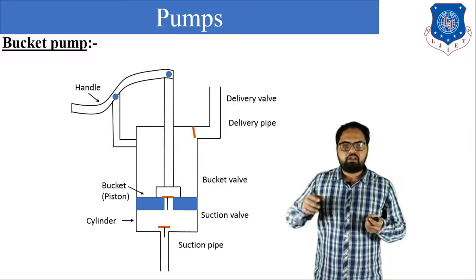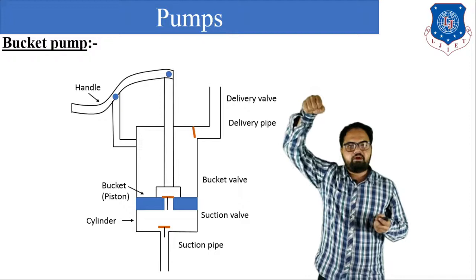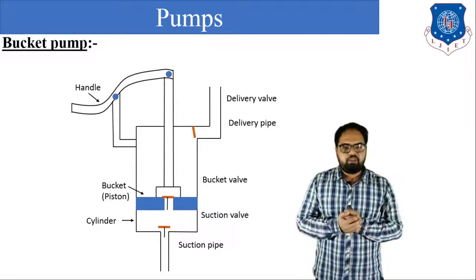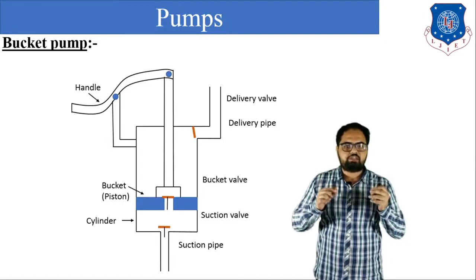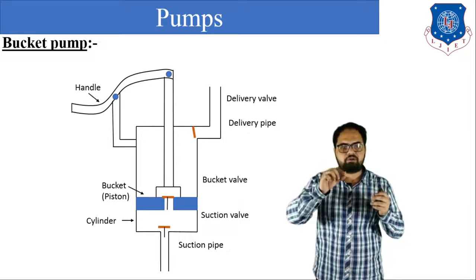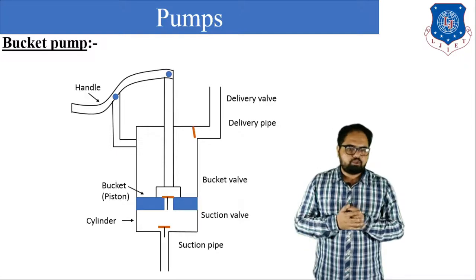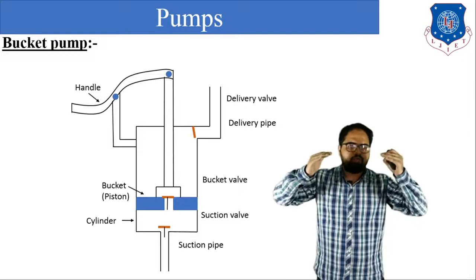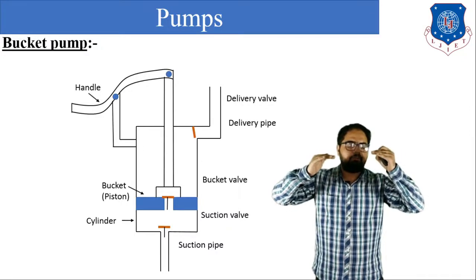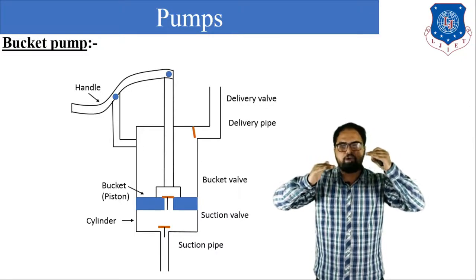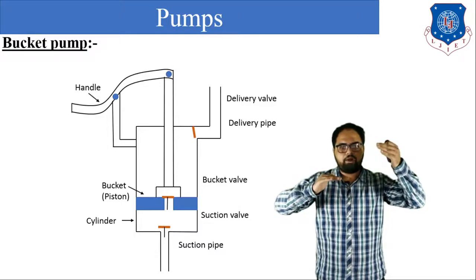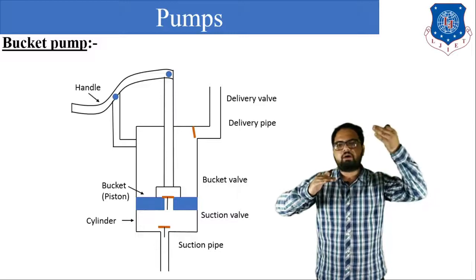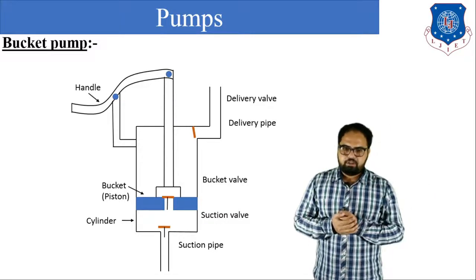During the next stroke, the handle will be pressed in the upward direction. Due to pressing the handle upward, positive pressure is applied over the suction valve provided at the suction pipe so that it remains closed, and the bucket, or the non-return valve provided over the piston, remains open, and all the liquid from the downward side of the piston will travel to the upward side of the piston.